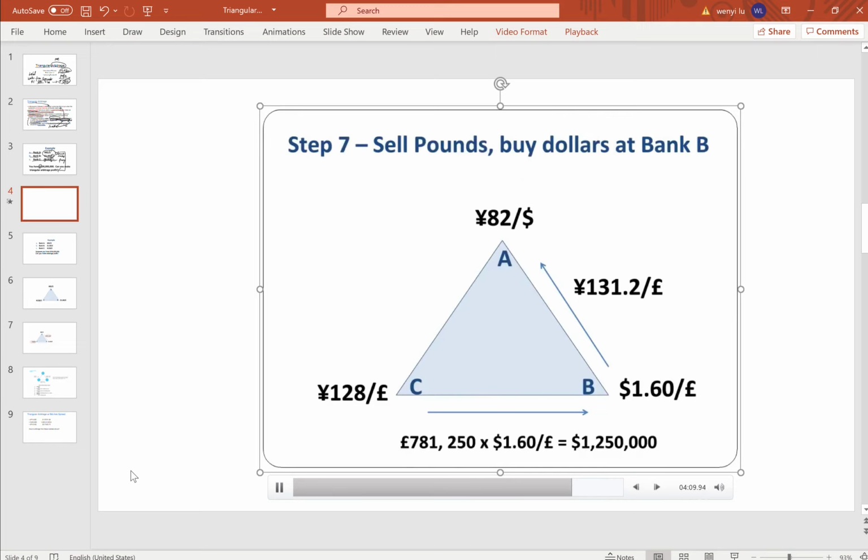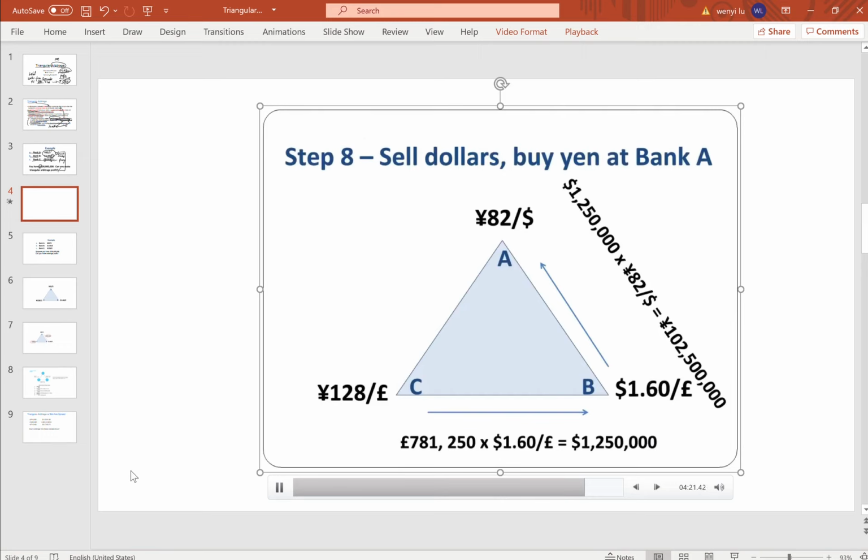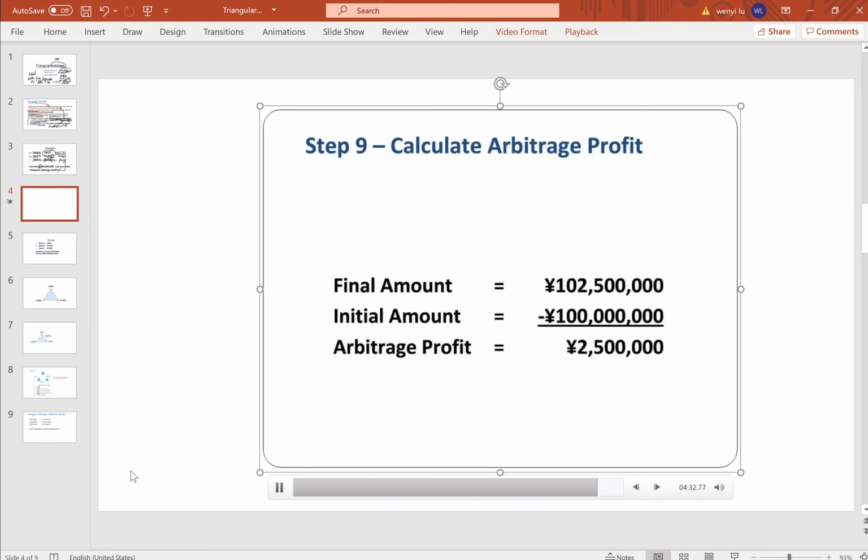Now we sell the pounds to Bank B and receive 1,250,000 US dollars. We make the final transaction with Bank A and sell the dollars to Bank A to receive yen. We now wind up with a higher yen amount than we started out with. In the final step, we calculate our arbitrage profit by subtracting the initial amount from the final amount. In our example, this amounts to 2.1 million yen. Had we started with Bank A, we would have lost money.